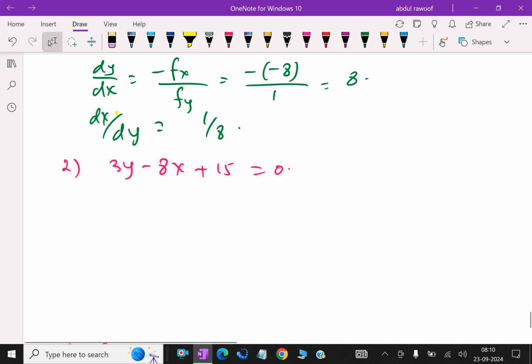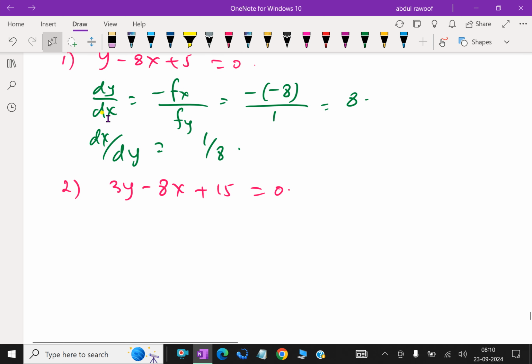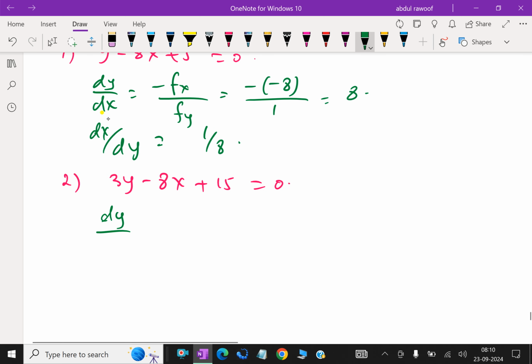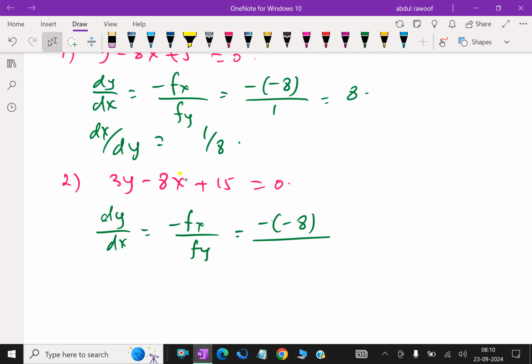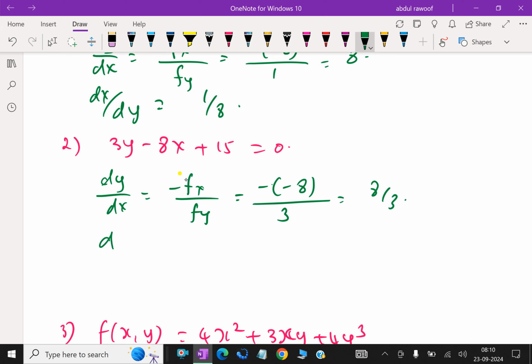Here, look at here. This, we have dy by dx is minus fx over fy. Minus fx with respect to x, differentiation is minus 8, minus of minus 8 over fy, differentiation is 3. 8 over 3. Then we need dx by dy is minus 1 over 8 over, that is 3 over 8. The reciprocal of 8 over 3 is 3 over 8.